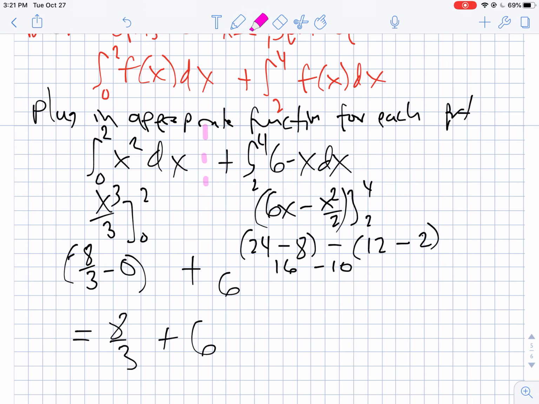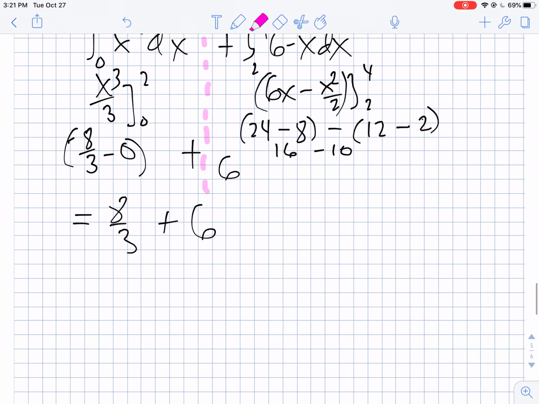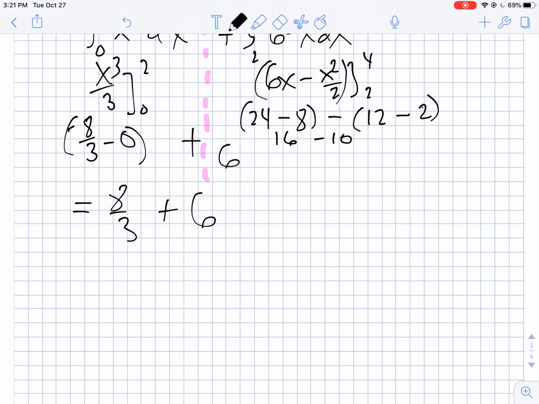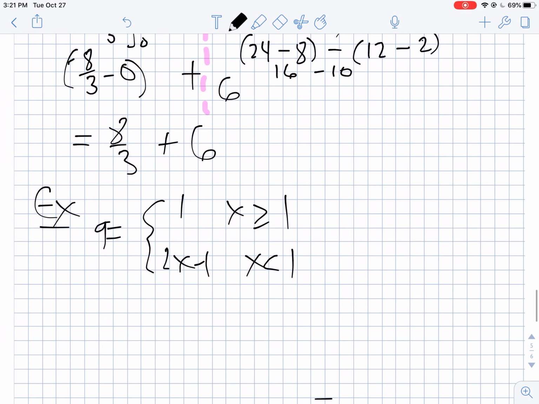Okay, and that's the key: just break it up into those 2 parts, do the 2 parts separately, and then go ahead and add those results together. All right, now, same thing, right? Anytime you have a piecewise function, you do this. So let's say you have the function g, it's 1 if your x values are greater than or equal to 1, and then 2x minus 1 if your x values are less than 1. If you have to do the integral from 0 to 3 of g, same thing. Just split this up. I'm not going to do the whole problem, but I'm going to split it up.